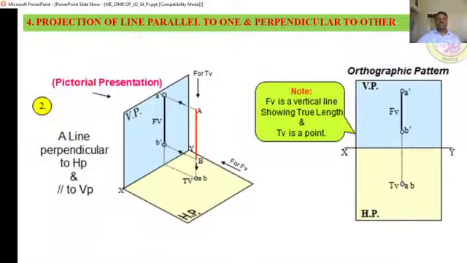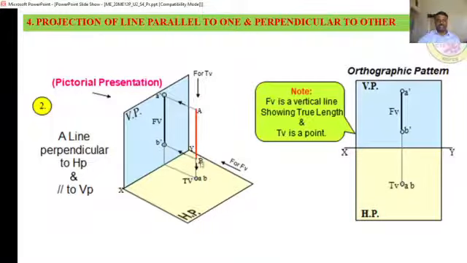Now let us see the projection of line parallel to one and perpendicular to another. You can see in this pictorial representation, this is the object or the line AB. You can see here, this is parallel to VP. Where there is parallelness, you will get the true length of that particular object or line. So in this case, you can see the true length of the line.